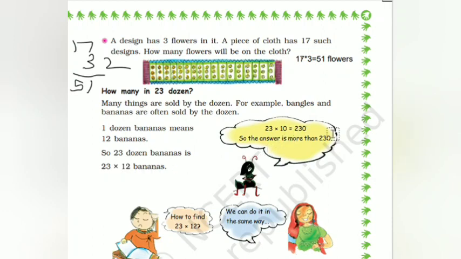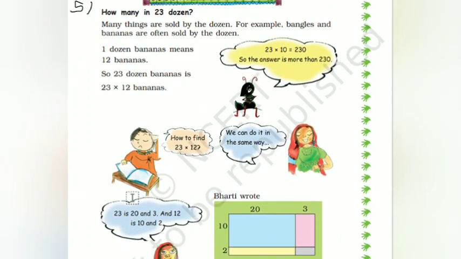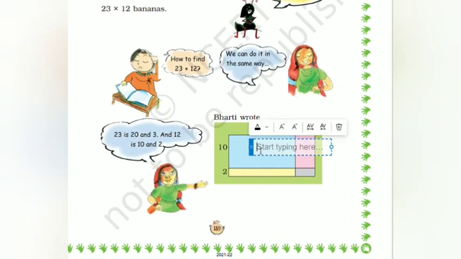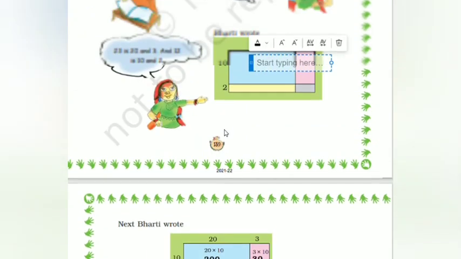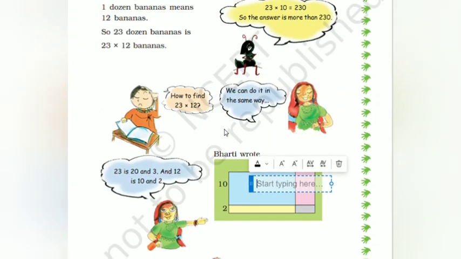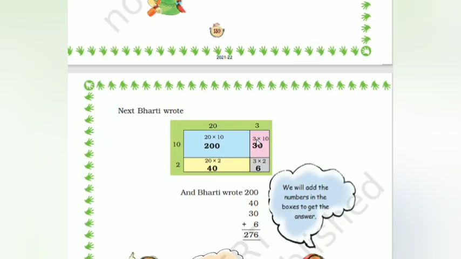23 into 10 we know is 230. 23 into 12, how will you do this? In order to find 23 into 12, we can do it Bharati's way. How to do that? 20 into 10, that is 200. 3 into 10 is 30. 20 into 2, 40. 3 into 2, 6. So 200 plus 40 plus 30 plus 6 is 276.